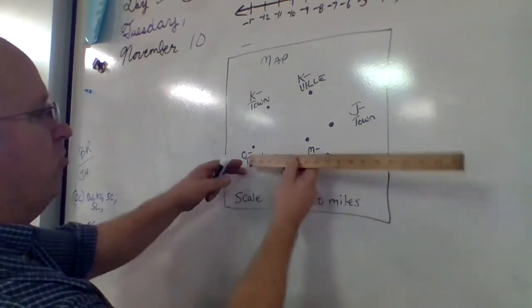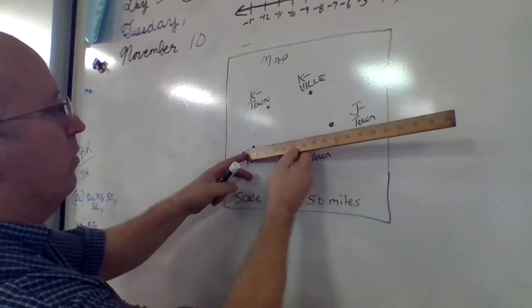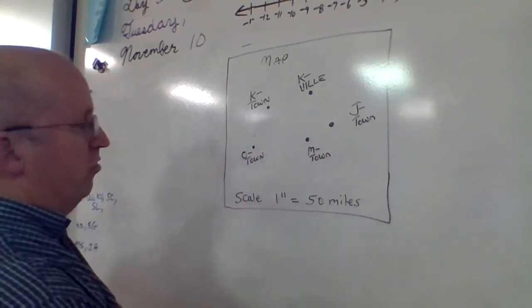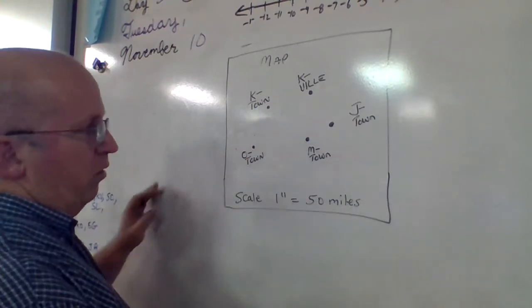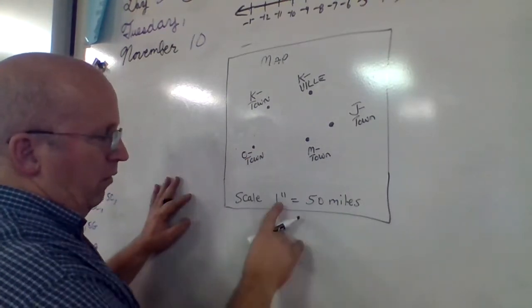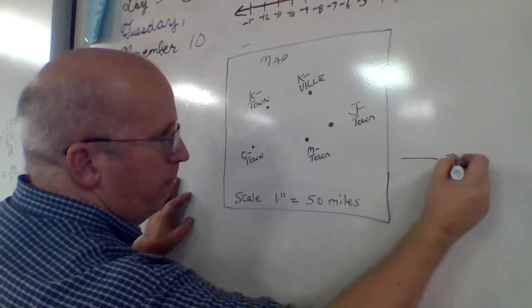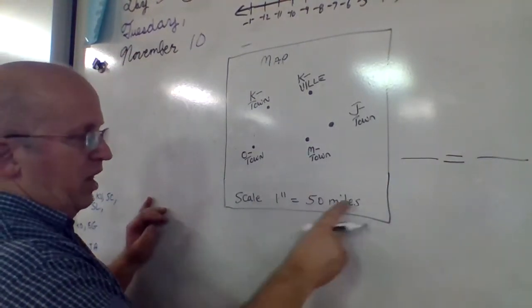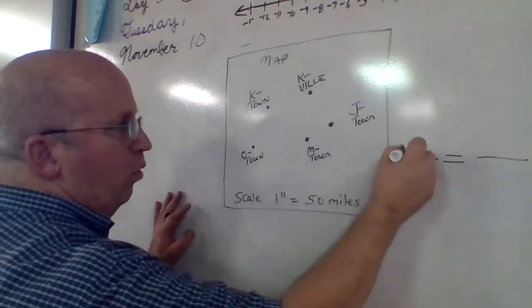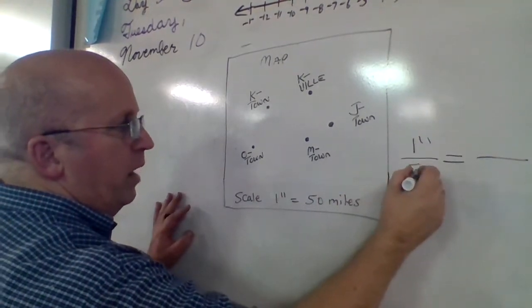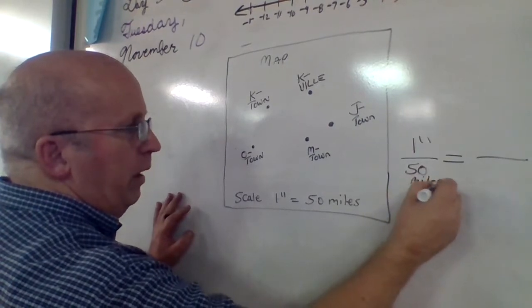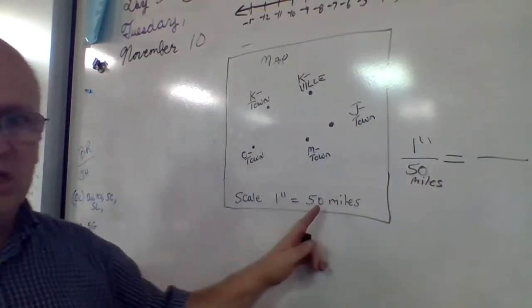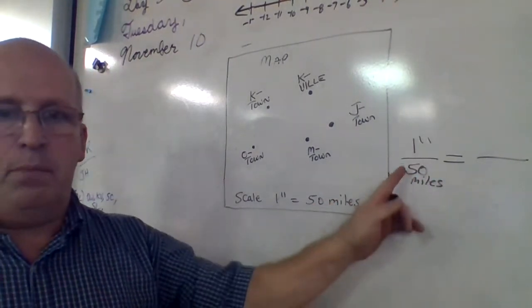Well, first I'm going to measure the distance, and the distance is about 5 inches from Owentown to Maxtown. Now, the first thing I'm going to do is draw a proportion. On the left side of that proportion, I'm going to use the scale, 1 inch, 50 miles. I'm always going to put the scale on the left side of the proportion.